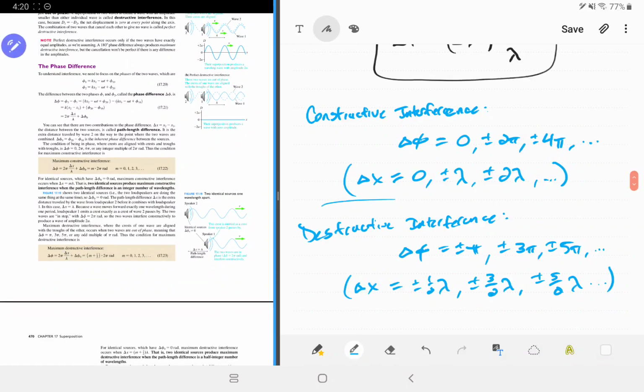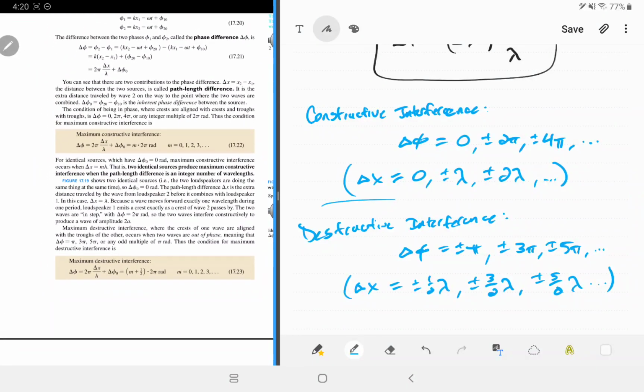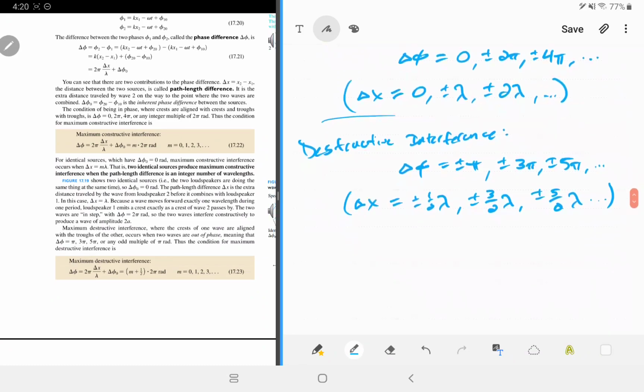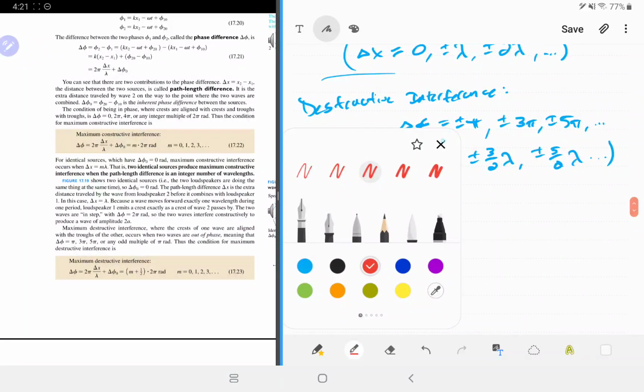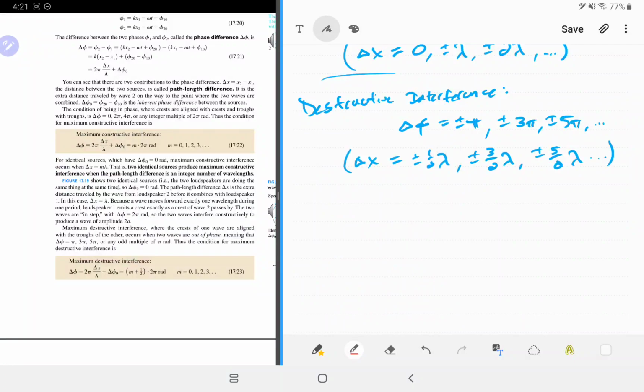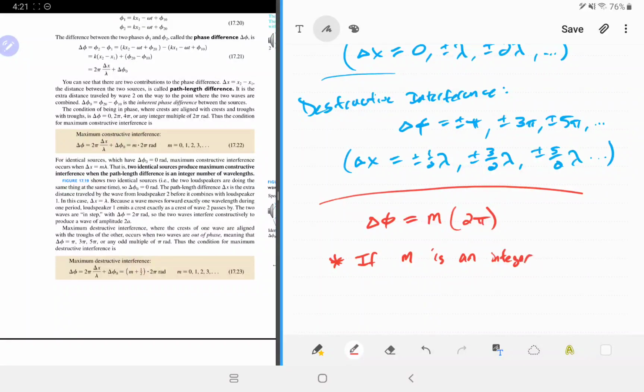Your book writes this in a way that I don't really like. So let me just write that delta phi is equal to some number, m, times 2 pi. I don't like to have a separate formula for constructive or destructive interference. I just like to say that this equation is always true. And then if m is an integer, then we have constructive interference.